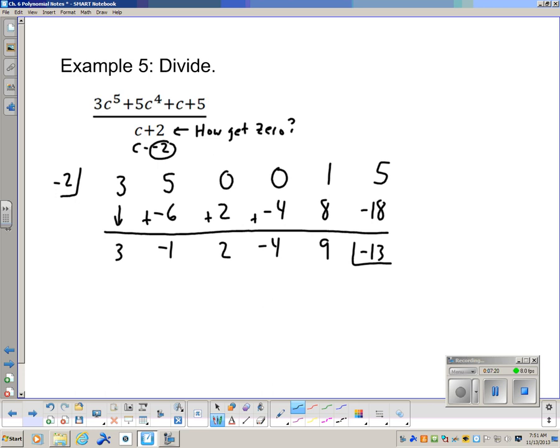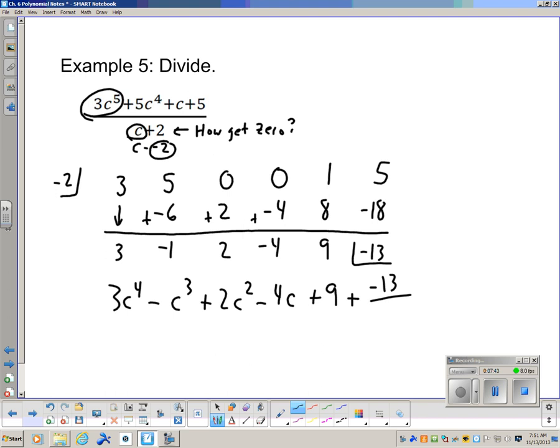So let's write it out. 3c to the fifth divided by c brings us down to c to the fourth. So 3c to the fourth, drop it down a power, c to the third, dropping down a power, dropping down a power, plus 9. And then I've got my remainder here, so I can say negative 13 over what I was originally dividing by, which is c plus 2. So there we have our final answer.